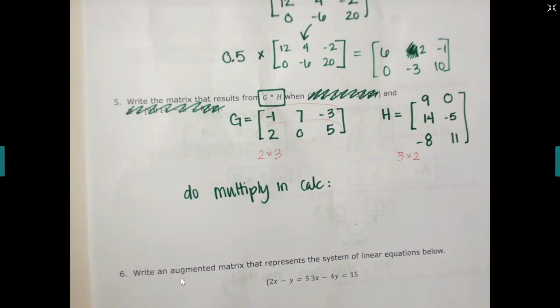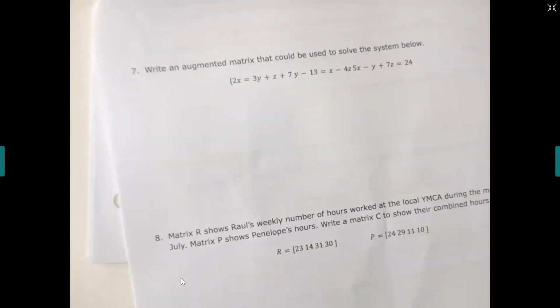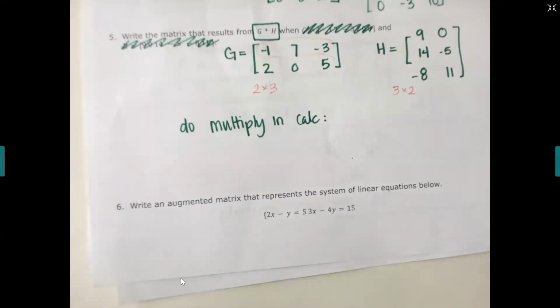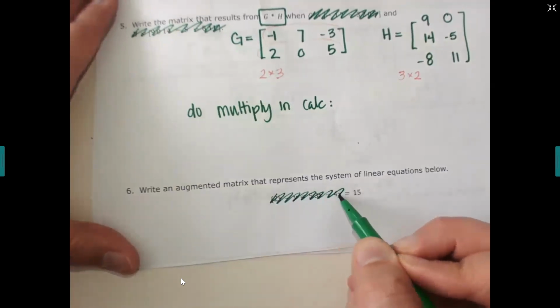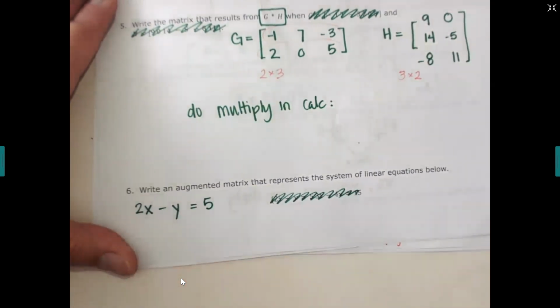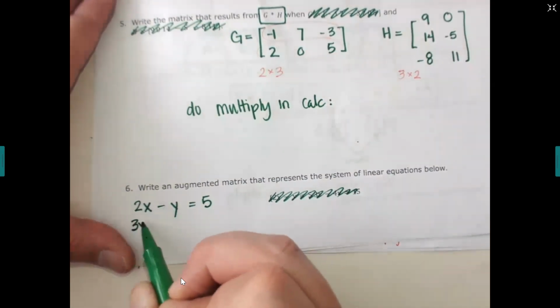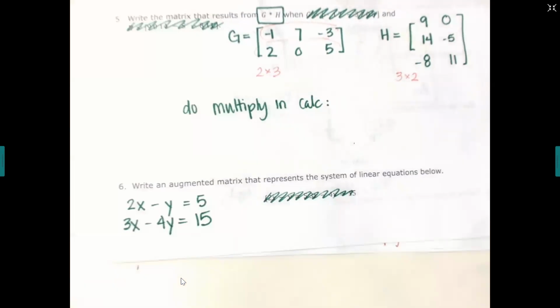All right, everybody good with that one? Can we go on? Okay, next one we're gonna look at is number 6. Okay, and so you'll notice that your matrix here, it's almost right, but it's still not. So it should say, let's scribble it out, 2x minus y equals 5. And then 3x minus 4y equals 15. Okay?